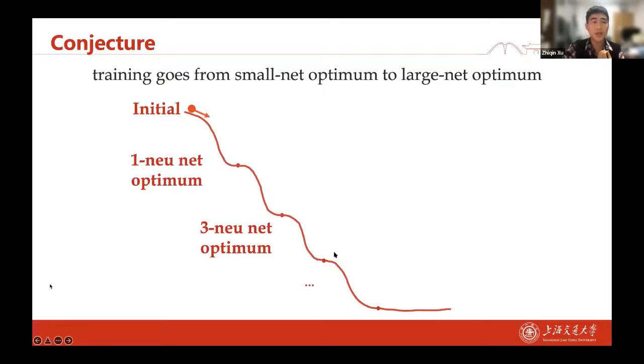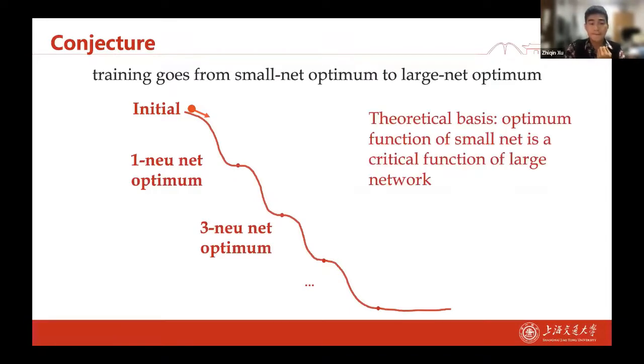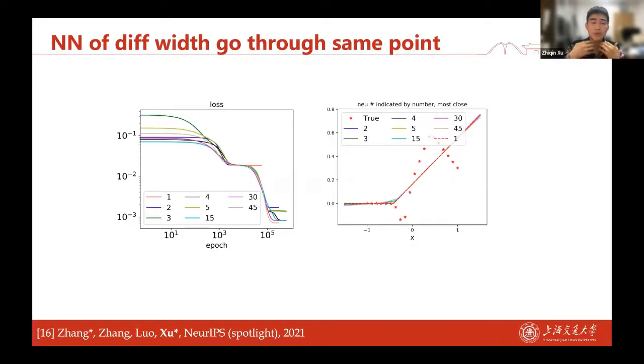So this is our conjecture. But to have this conjecture stand, we actually need a basis. That is, in a loss landscape, the optimum function of a small network is a critical function of a large network. And we train more neural networks with different widths.